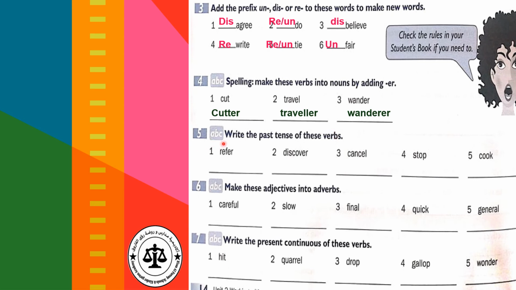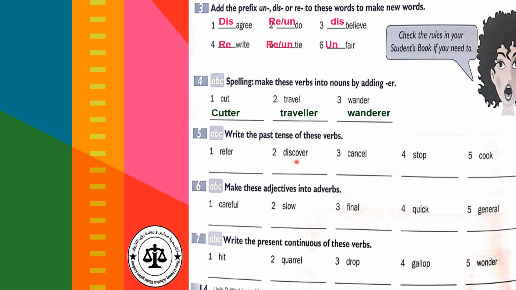Number 5, write the past tense of these verbs. We said that we mean past tense. Yes, add ed. Refer, discover, cancel, stop, and cook. One of these verbs doesn't follow the rule of doubling the consonant when we add the suffixes.